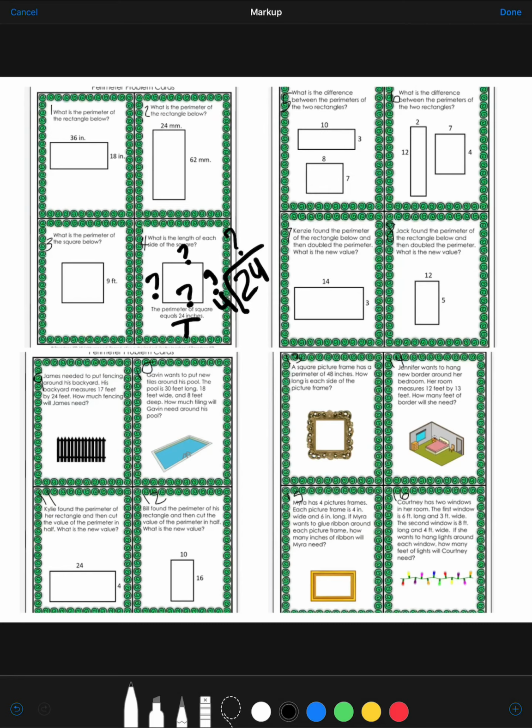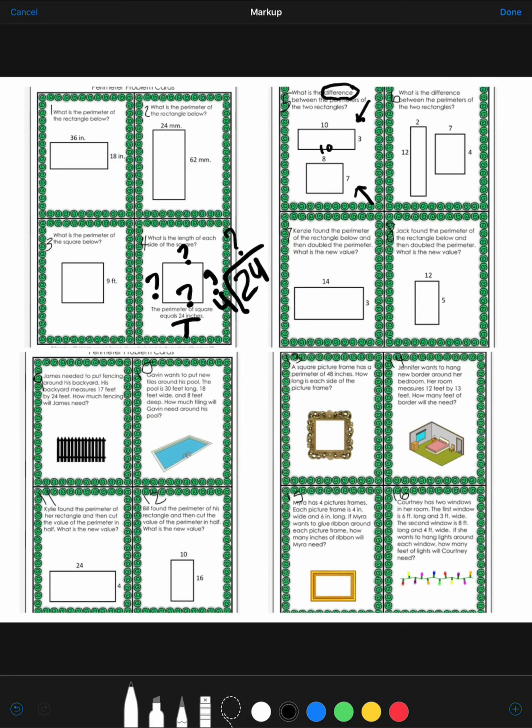So the next two I want to talk about are 5 and 6. And I'm not going to do the math for you. I am just going to talk you through it. So I want to find the difference between the perimeters of the two rectangles. So what I have to do is find the perimeter for this one, then find the perimeter for this one, and then difference tells us to do what? Subtract.